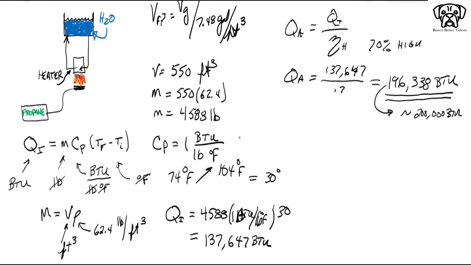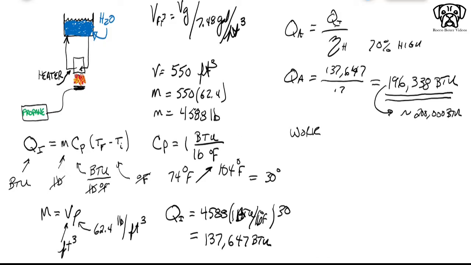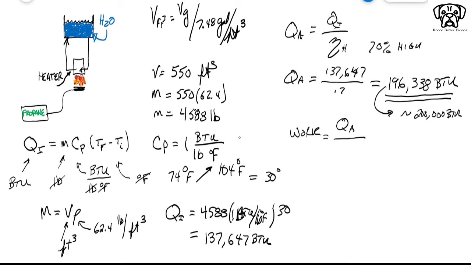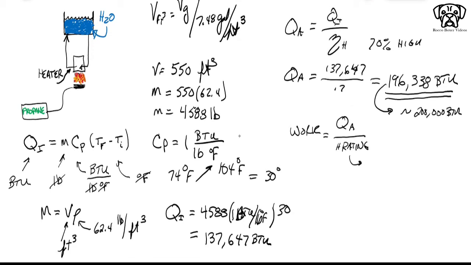Now we're going to look at the work that the heater does. And in order to do that, we have to take the actual heat that we have to put in divided by the heater rating. My heater rating is 450,000 BTU-H, which is BTUs per hour.